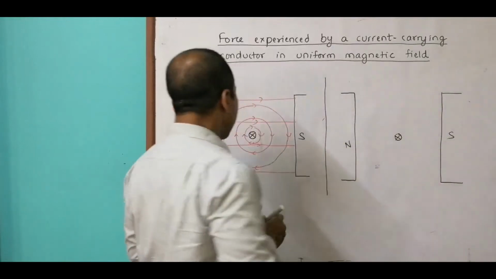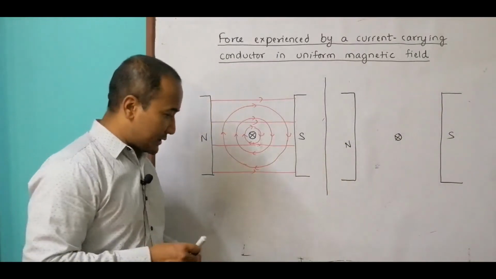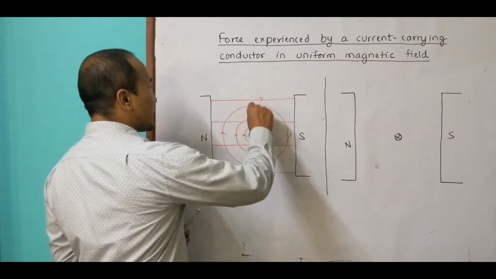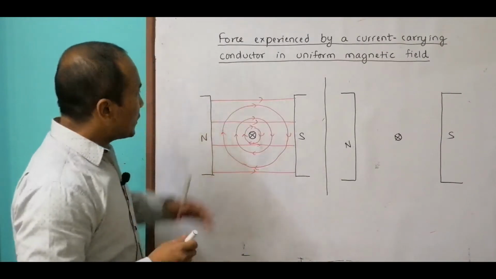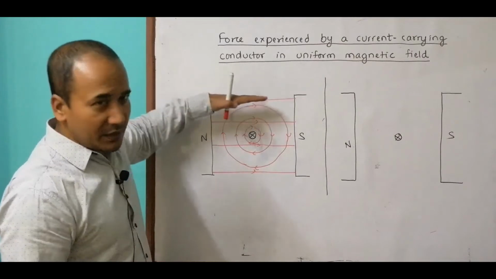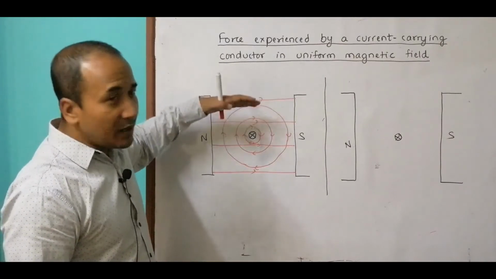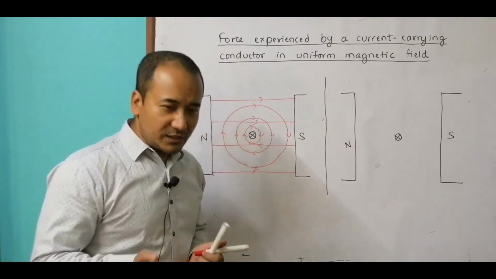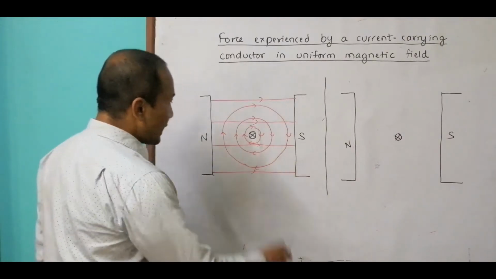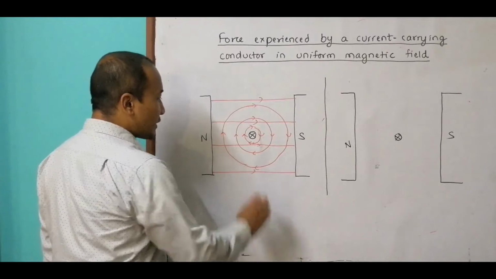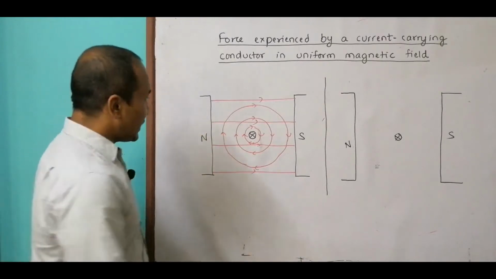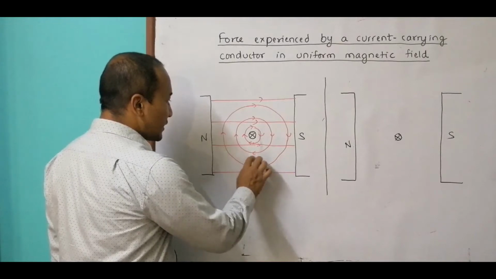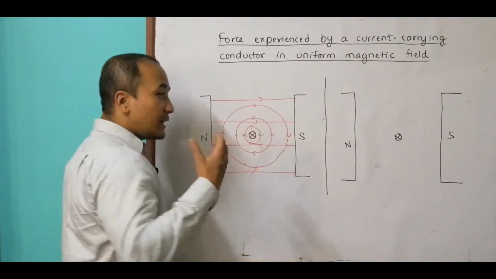Now, what happens due to the interaction of these two fields? That depends on locations. In this location, both of these field lines are in the same direction, so they add up. They strengthen each other. And in this region, they try to deduct each other. Here they try to deduct each other. So deduction here, deduction here, and here they add up.